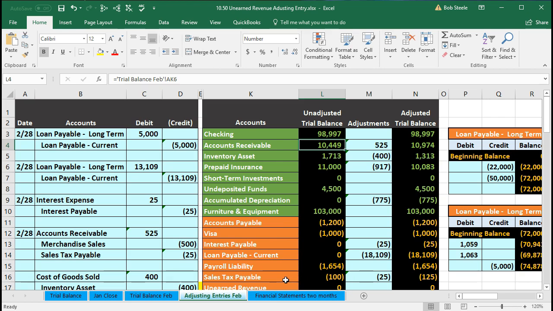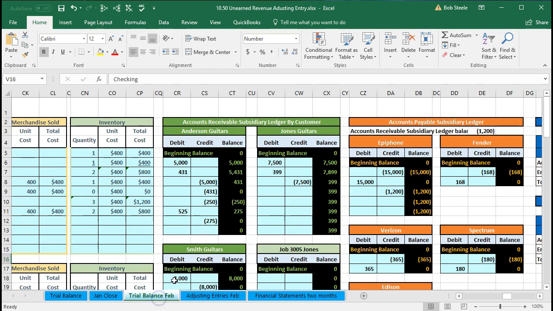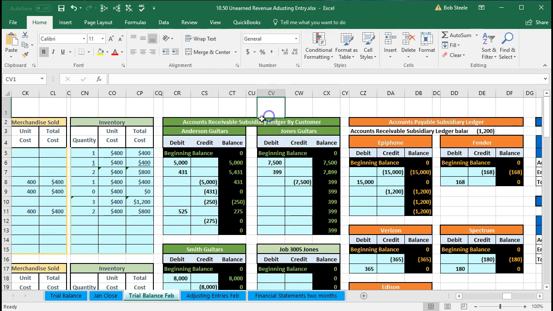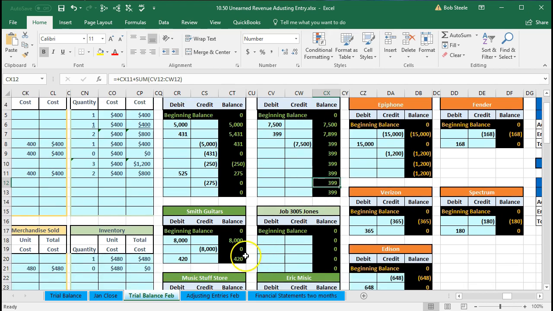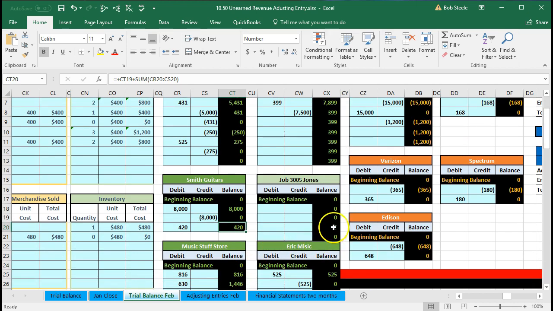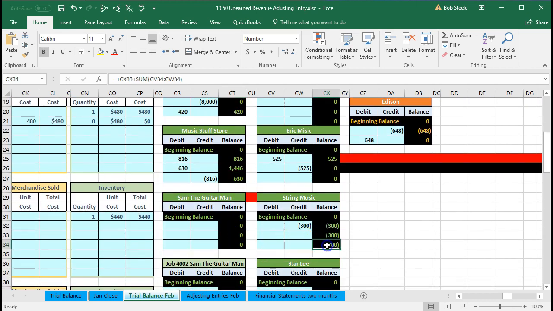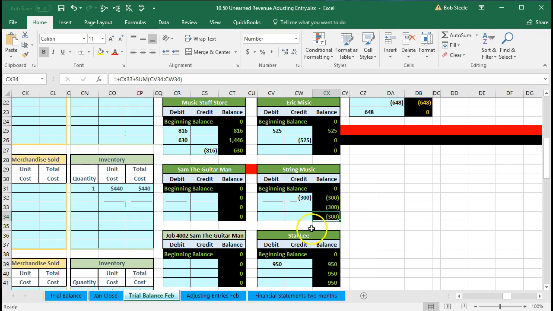In order to see that, we can see the trial balance over here and look at our subsidiary ledger. So we're going to go to the trial balance tab, and we're in the subsidiary ledger, that's CR through CX, and we're looking at the accounts receivable subsidiary ledger. If we look at these ending balances and we see a balance that's negative, that would look funny. That would mean that the customer owes us. And if we go through these balances, we see this $300 for string music. So we have a credit and no related debit to it. That's unusual for an accounts receivable account.